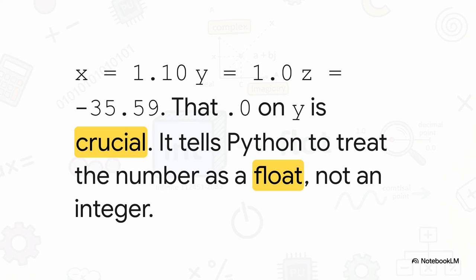So x is 1.10, z is negative 35.59. Okay, those are obviously floats. But look closely at y equals 1.0. Even though its value is just 1, that little .0 is a huge signal to Python. It's basically saying, hey, treat me like a float. I need that decimal precision.